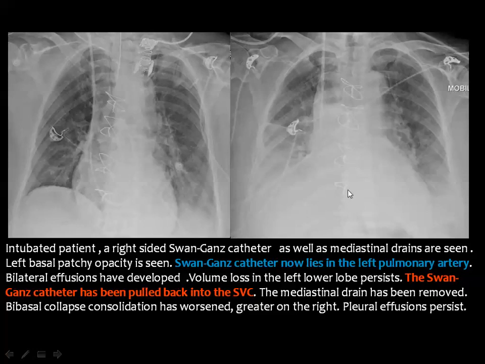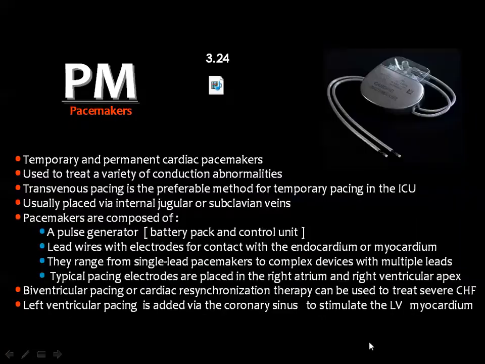And you actually noted that the patient had a previous open heart surgery. And these are mediastinal drains that have been removed in this follow-up chest radiograph. Then we come to the cardiac pacemaker, which is the last in the tubes that should be evaluated in an ICU patient.